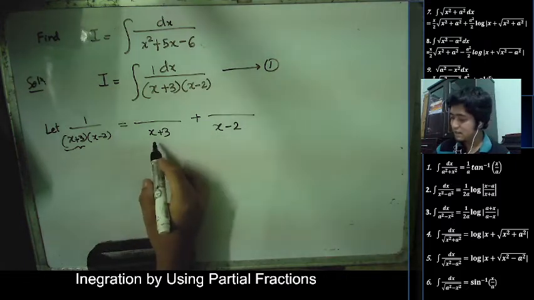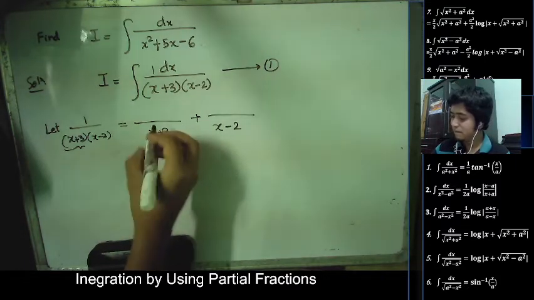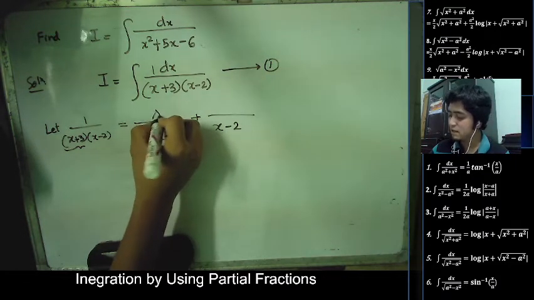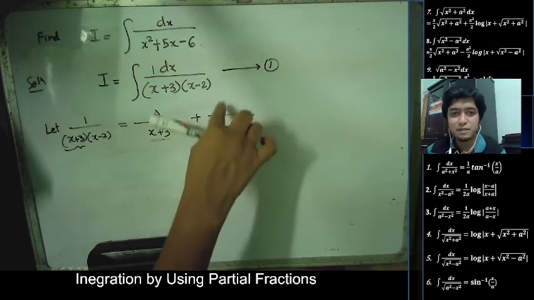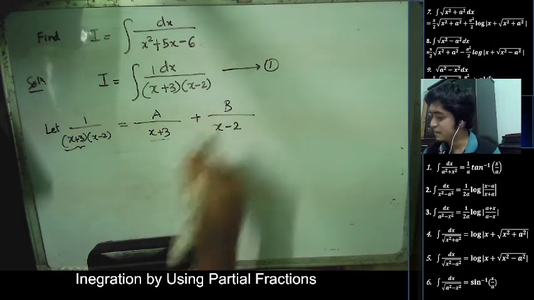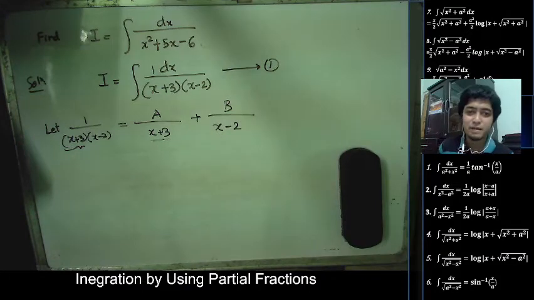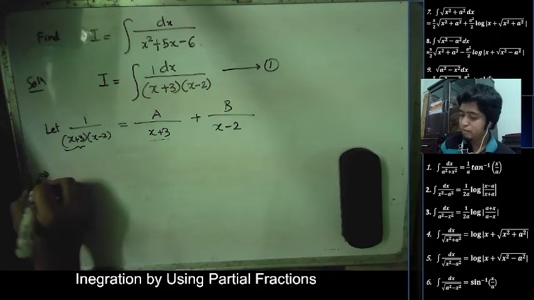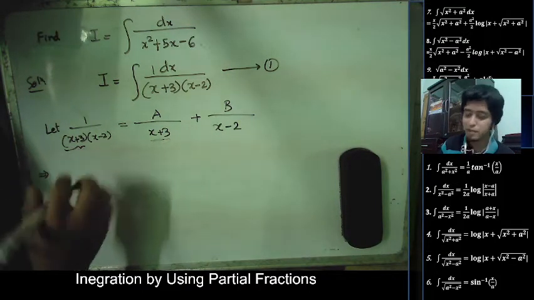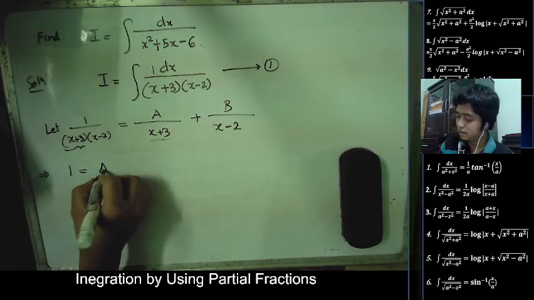Now you just see it is linear since it is degree 1. So over here will have to be a constant. Again linear, so over here will have to be a constant. So this is what we are having. Now what will we do? We will multiply the whole thing by this denominator. So you'll be having this.